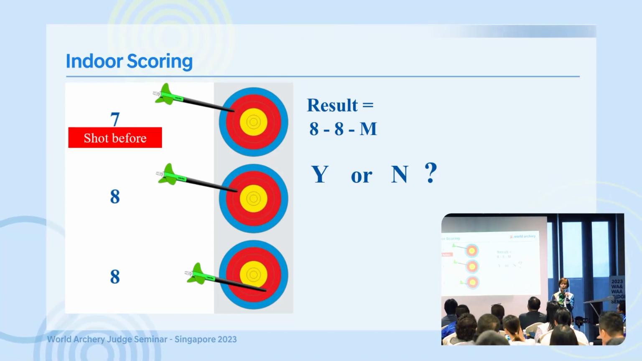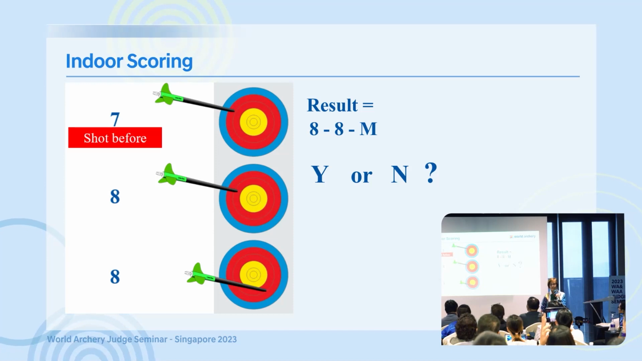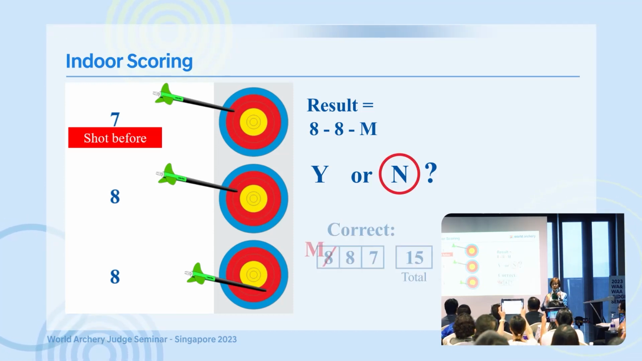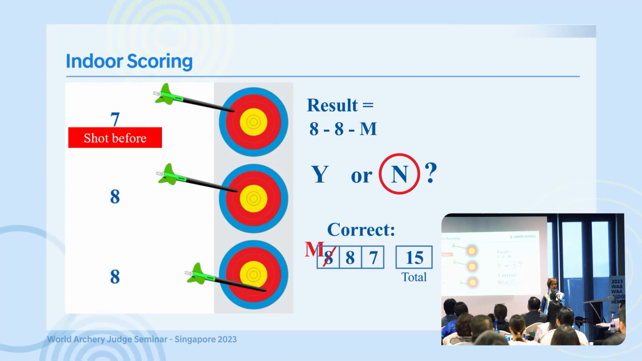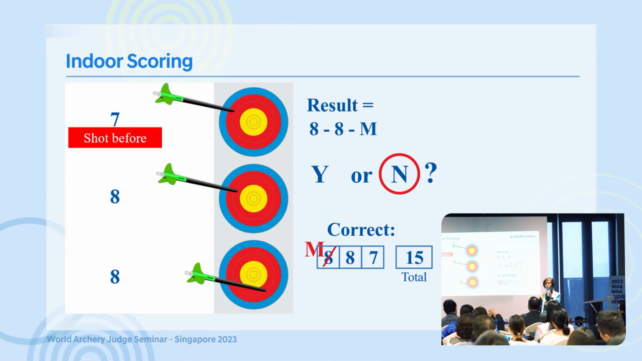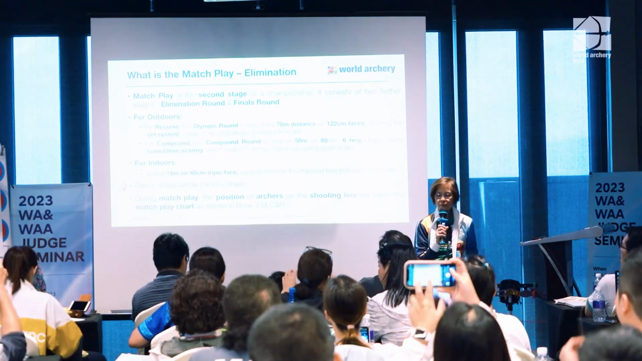One arrow was shot before time. Is that correct? Obviously not. So you remove the highest scoring arrow. 87 or M87 is the result. Okay, I think you guys are doing good. Let's go to the elimination rounds.